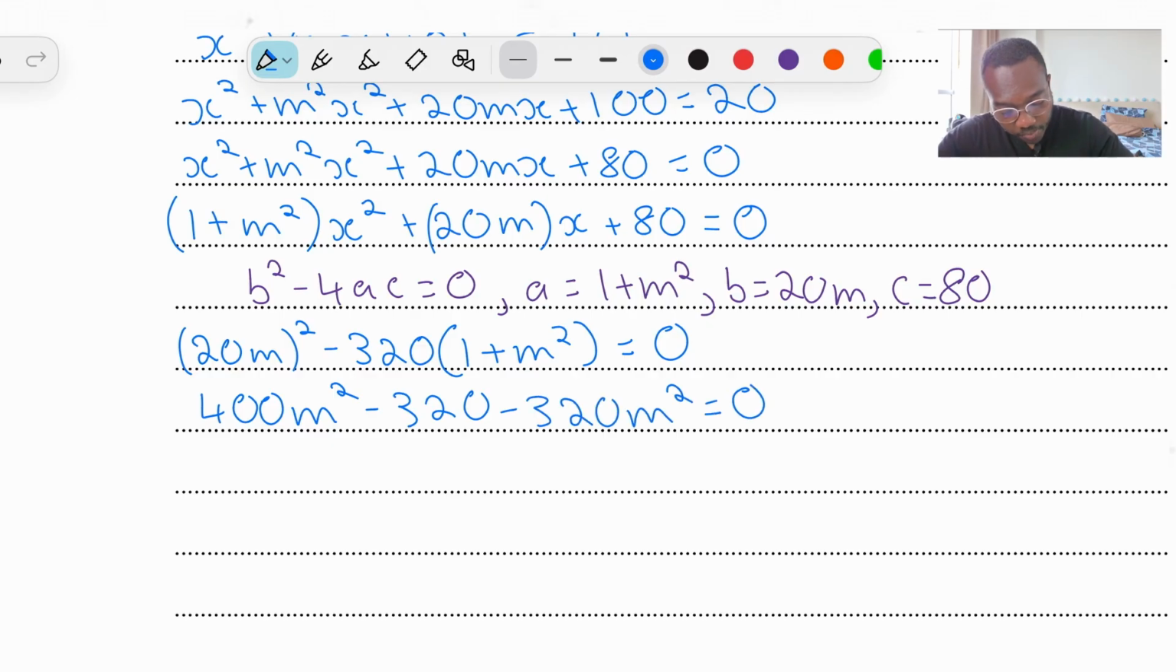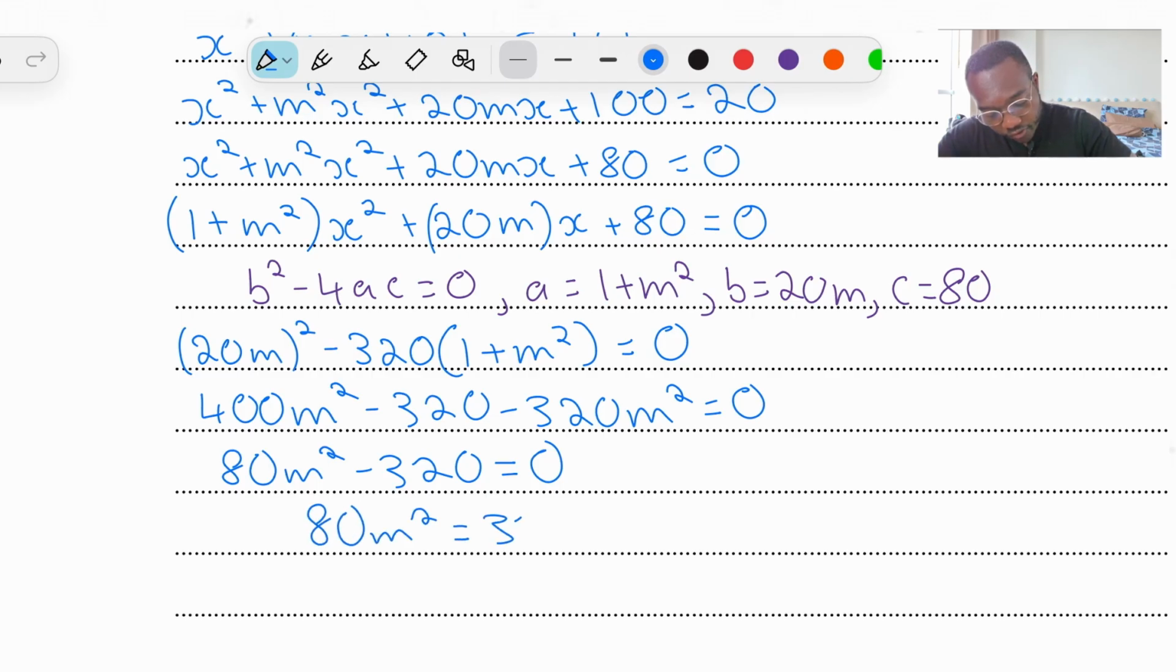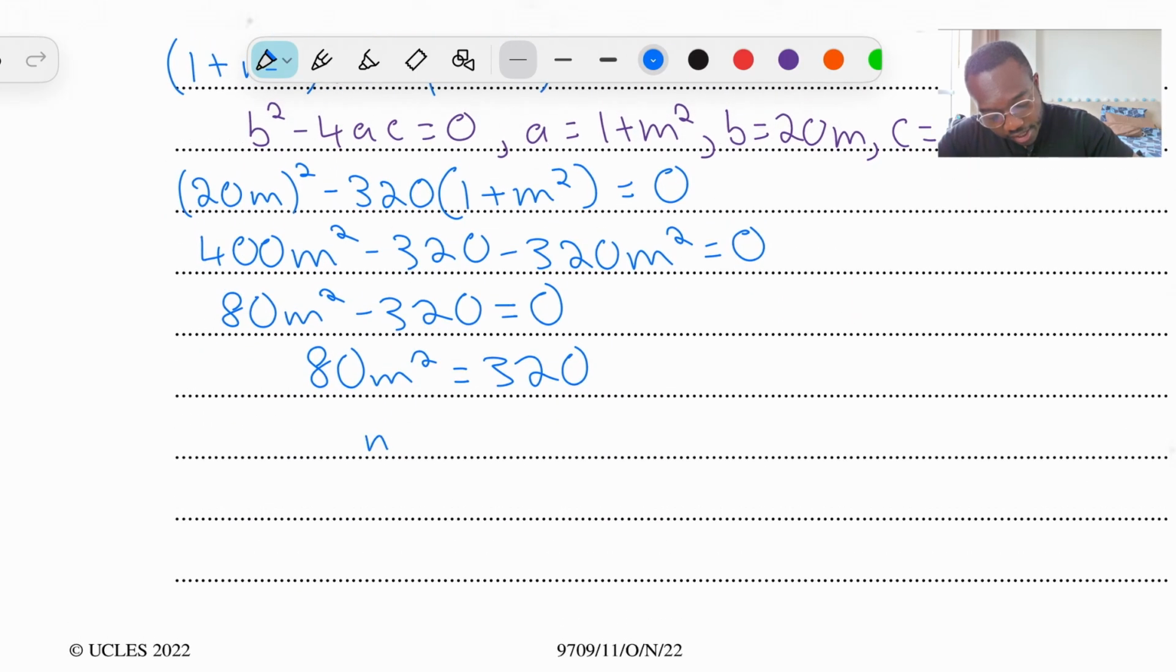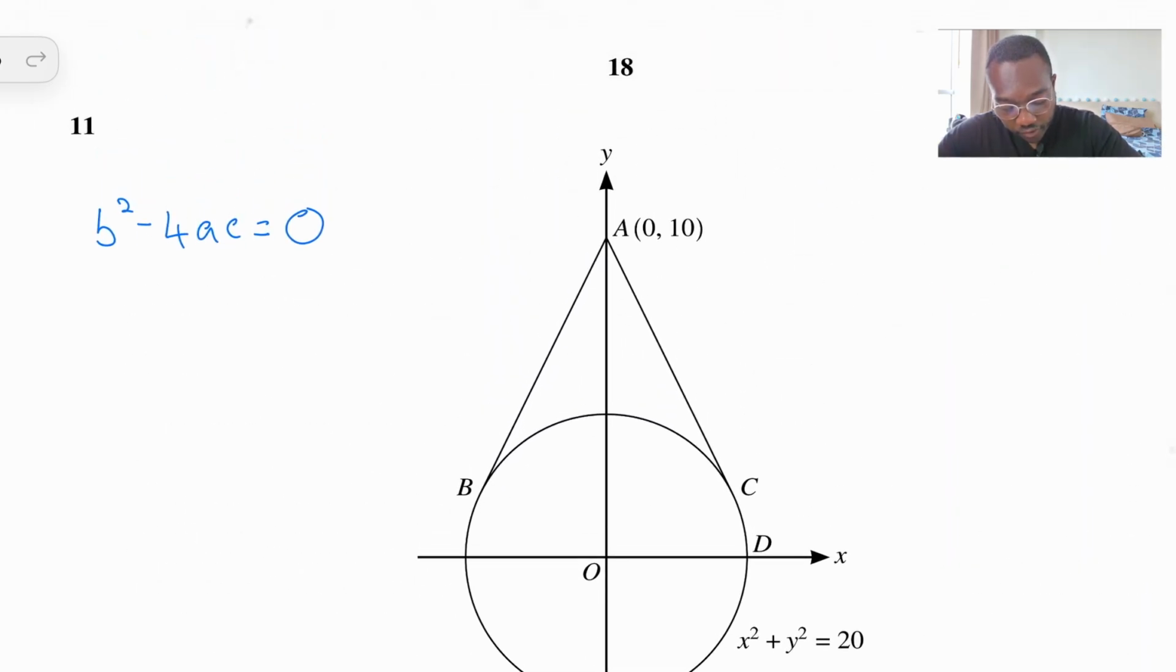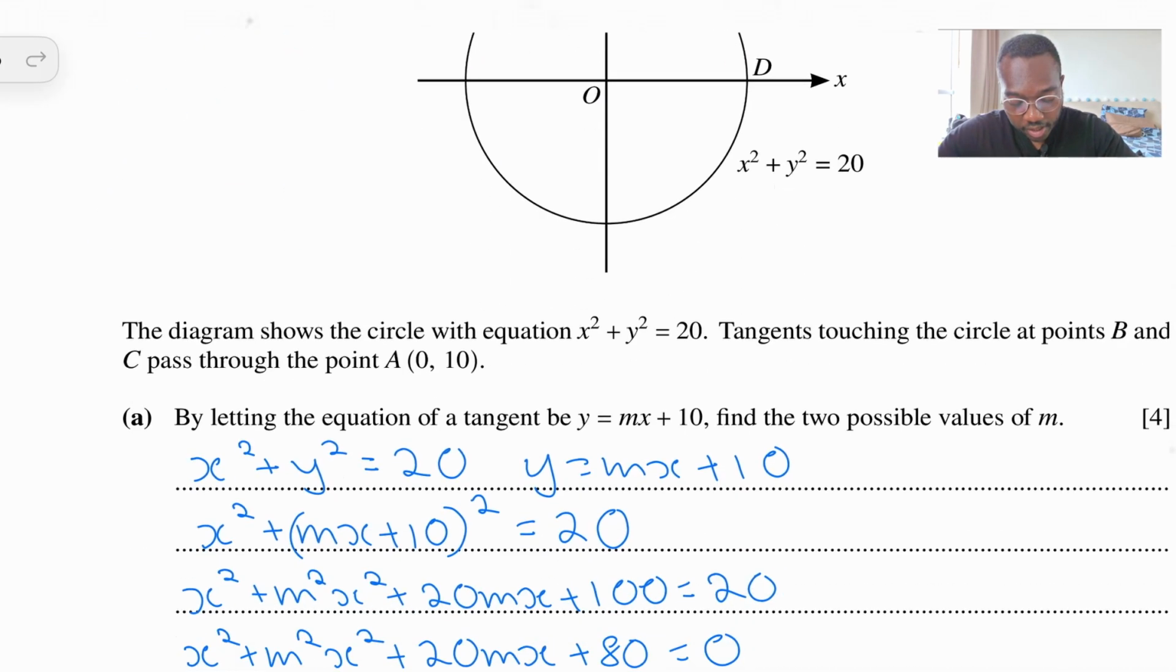That must equal 0. Therefore, we get 80m squared minus 320 is equal to 0. So therefore, 80m squared is equal to 320. Therefore, m squared is equal to 4. Therefore, m is equal to plus or minus 2, okay? So we worked out our two m values, plus or minus 2. And as you can see, this one would just be the positive 2, and then this one would be the negative 2, okay? And those are our gradients, plus or minus 2.